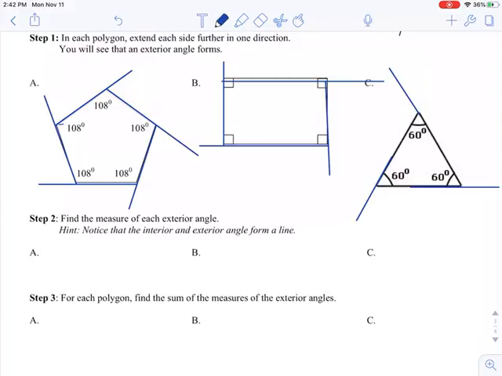And I'd like to remind you that the interior and exterior form 180 degrees. So here where I've got 108 on the inside, I'm going to subtract that from 180 to get the exterior angle. So all of these are 72 degrees, because 72 and 108 makes 180. Here, all of these exterior angles are 90. And on the triangle, all of them are 120.